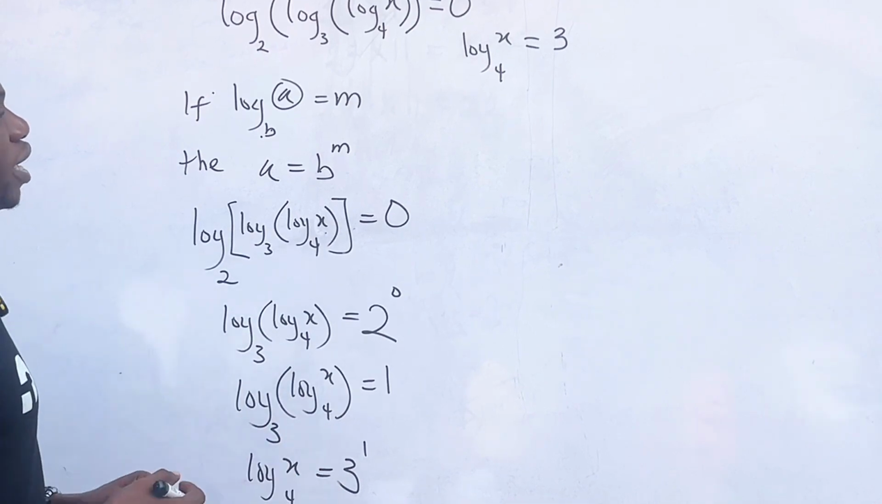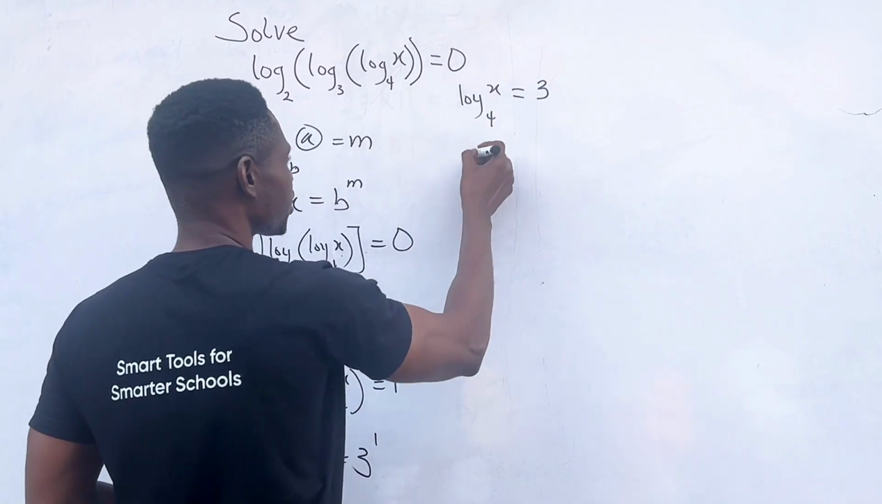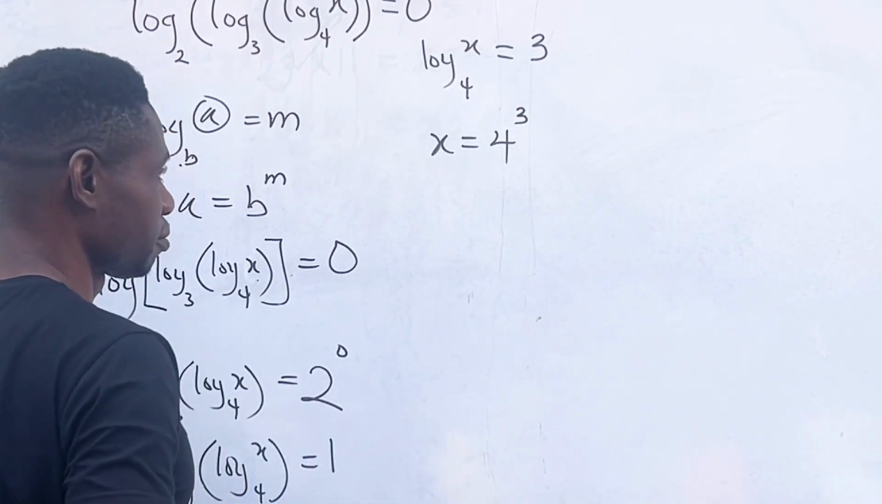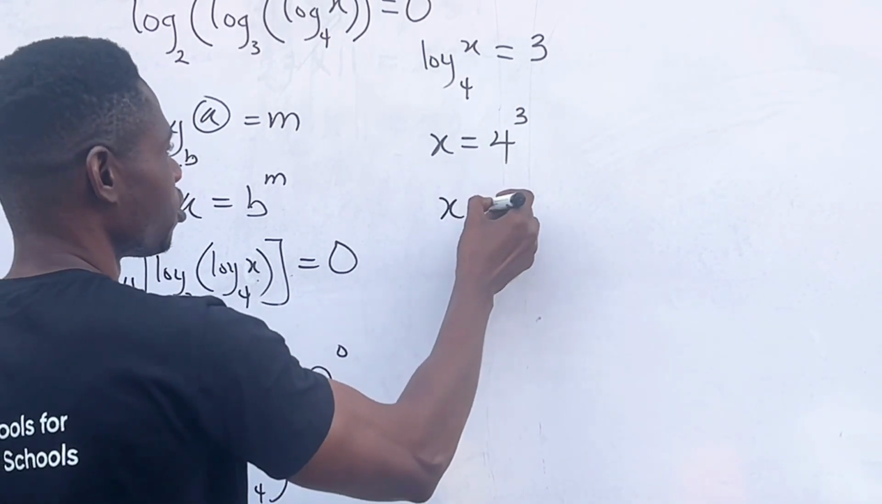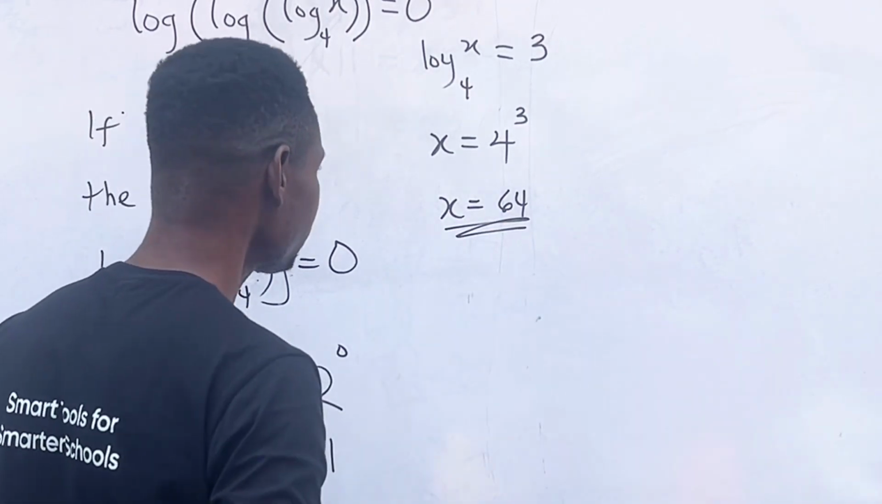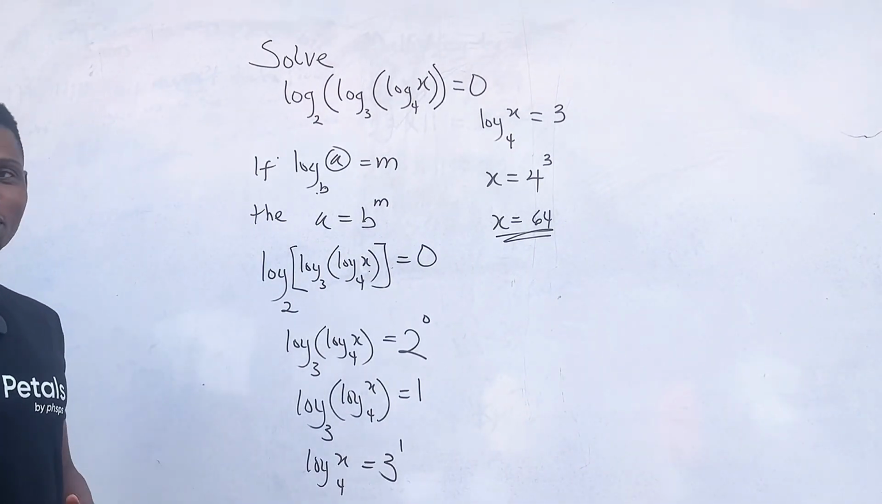Now it's simple and clear. We can do it one more time to find x. So the number of the log, x, now will be equal to 4 raised to power 3, and x equal to 64. So that's how we solve for x in a problem like this.